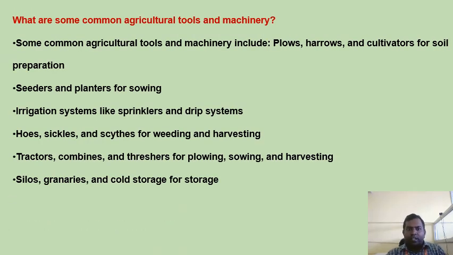So before that, moving into the precision agriculture process, we should understand some common agriculture tools and machinery used in the agriculture process. The common tools are plows, harrows, and cultivators for soil preparation, seeders and planters for sowing, sprinklers and drip systems for irrigation, and hoes, sickles, and sticks for weeding and harvesting. Tractors, combines, and threshers are used for plowing, sowing, and harvesting, and silos, granaries, and cold storage for storage. These are the various equipment and machinery used in the agriculture process.